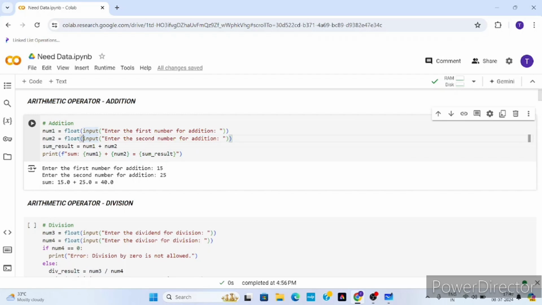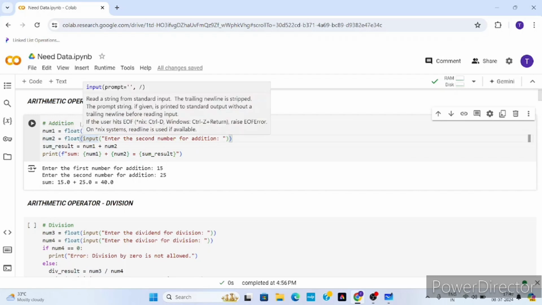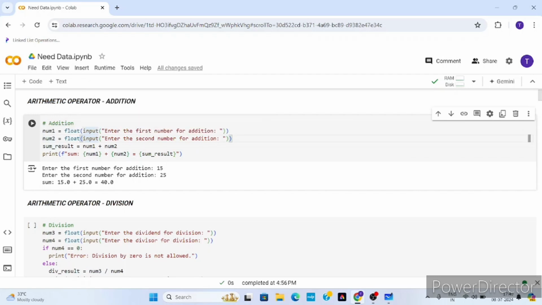The float is used for decimal points. If I had used integer, it would get only the non-decimal numbers like 1, 2, 3, 4, 5. But if I use float, it can be from 1.1 to 1.9, any number. So I just use float here. The number 1 represents the first number, the number 2 represents the second number. These num1 and num2 are known as variables, where I am going to store these values. The first number will be stored in the variable num1, the second number in the variable num2.